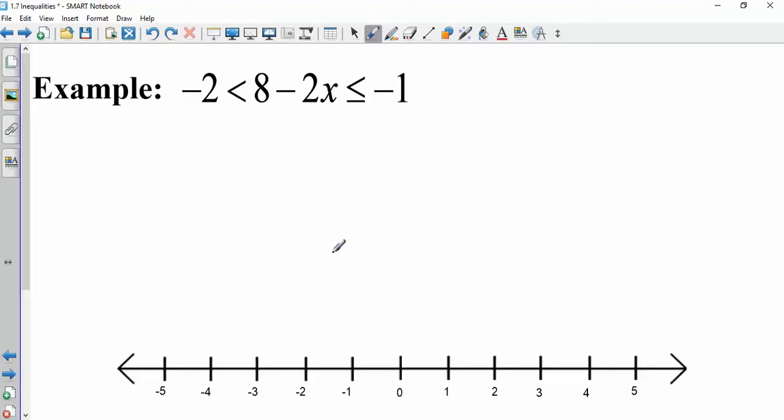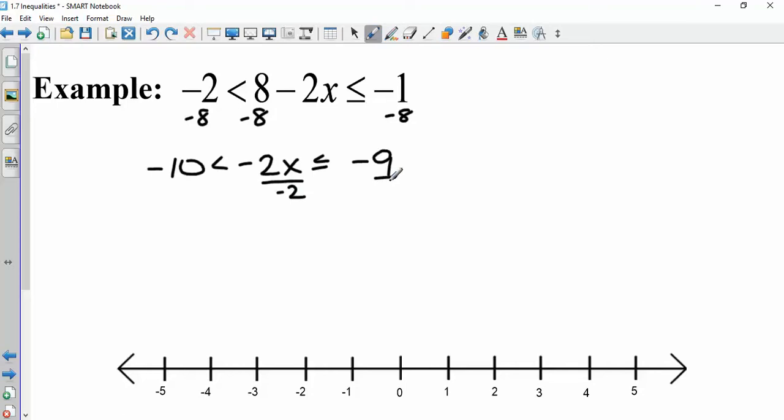Alright, if I'm trying to solve for x, what's the first step? Negative 10 is less than negative 2x, which is less than or equal to negative 9. What will happen when I divide by a negative 2? Good. So I get 5 is greater than x, which is greater than or equal to 9 over 2, or 4.5.